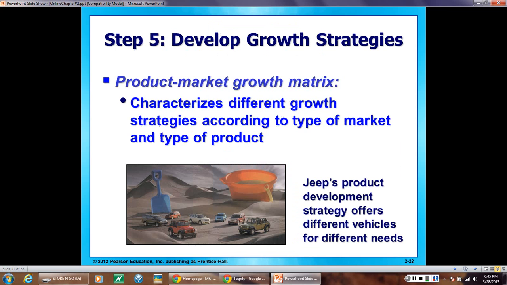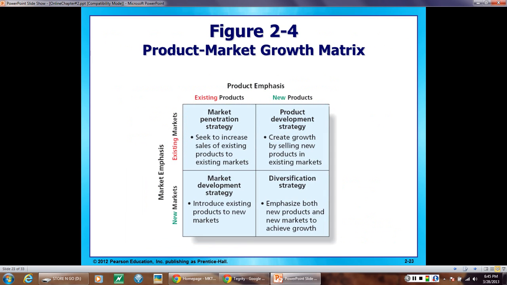Your growth strategies, we have several of those. Your product market growth matrix, you can look at that and you look at your growth possibilities based upon type of market, type of product. Here is a product market growth matrix. And here you look at the market emphasis, the product emphasis with existing products or new products. So your strategy here would be market penetration, product development, market development, or diversification.